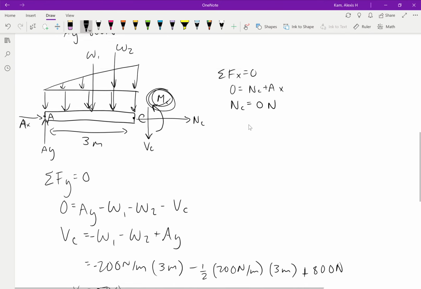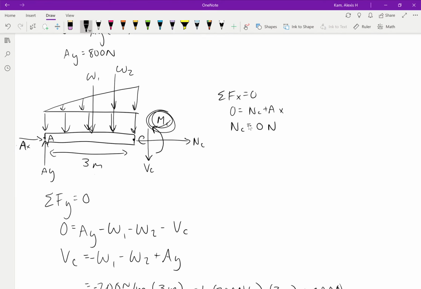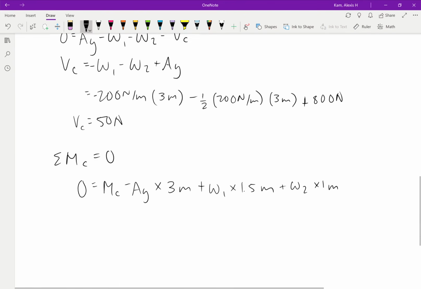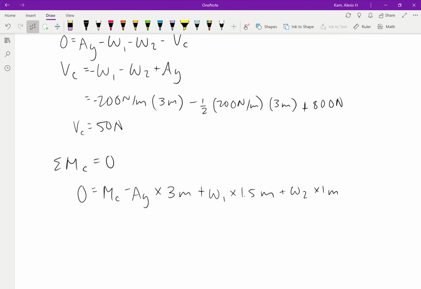And so it's 1.5 and 1 meter because this distance right here, x1, is equal to half of 3 meters, which is 1.5 meters. And then x2 is equal to 1/3 of 3 meters, which is just 1 meter. And that's why we get those values there.